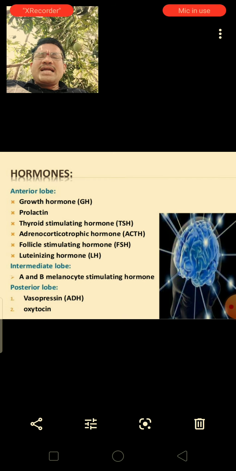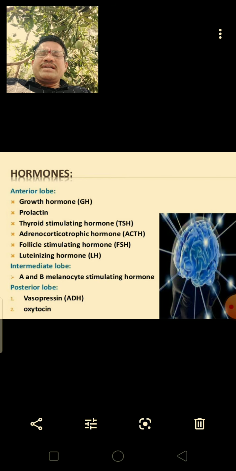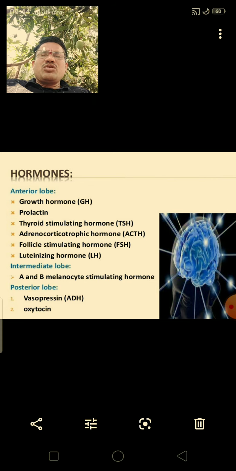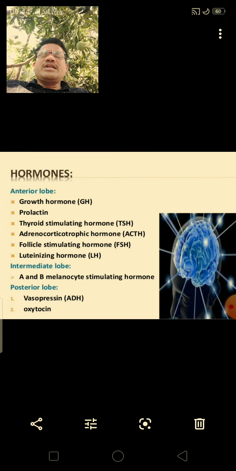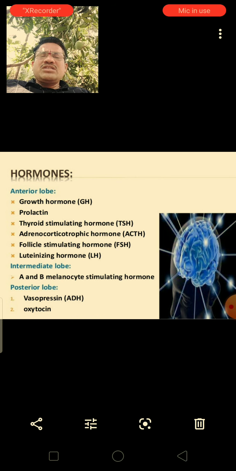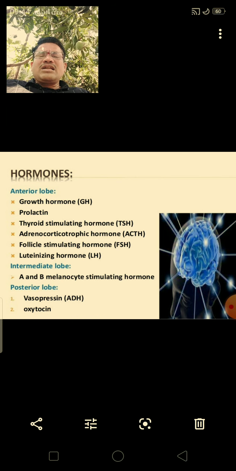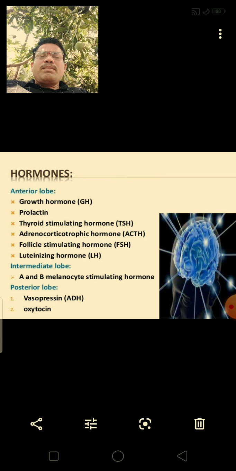Next, prolactin. Next one thyroid stimulating hormone TSH, and then adrenocorticotrophic hormone ACTH. Next one follicle stimulating hormone FSH and luteinizing hormone LH. These are from the anterior lobe of pituitary gland. Next, the intermediate lobe of pituitary, there is a single hormone, that is melanocyte stimulating hormone. It affects the color of the skin.